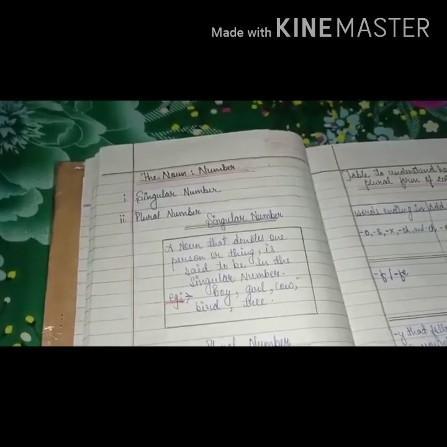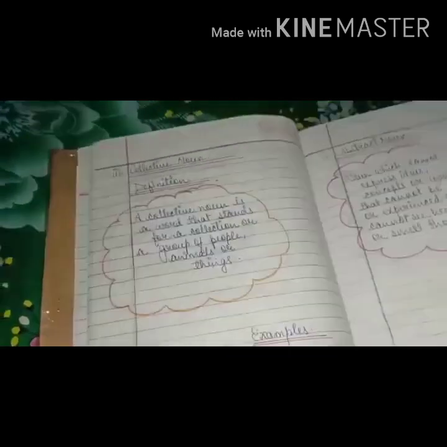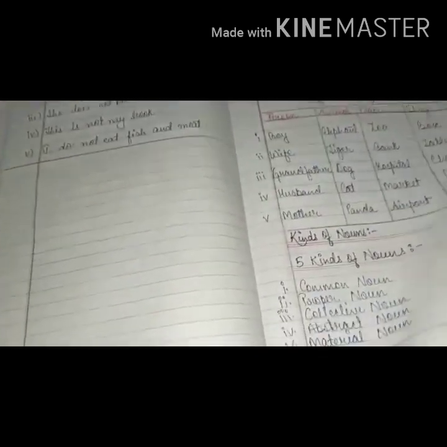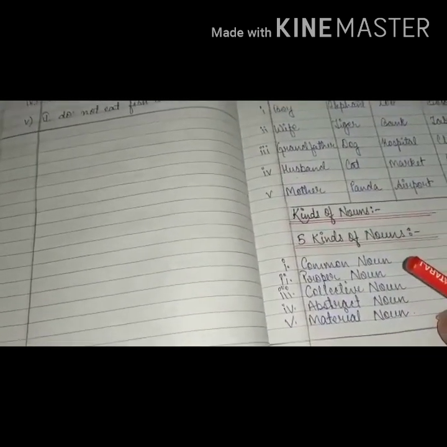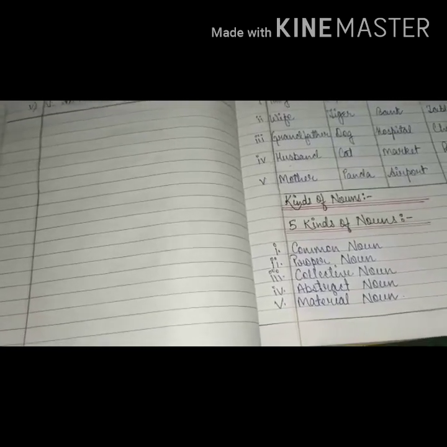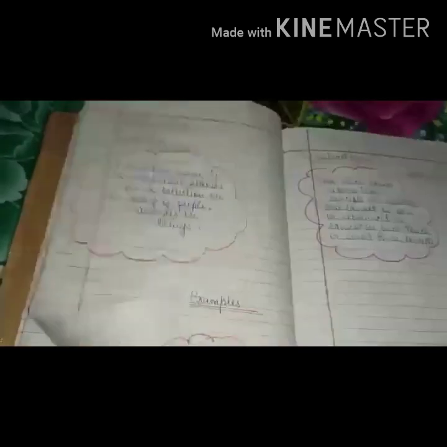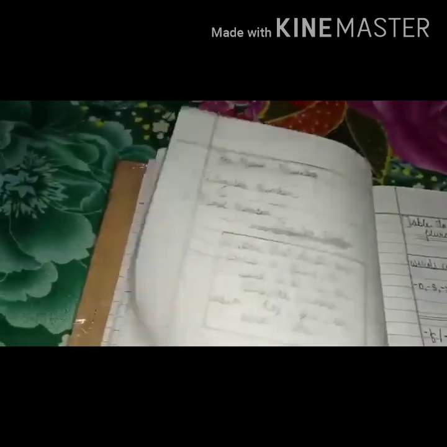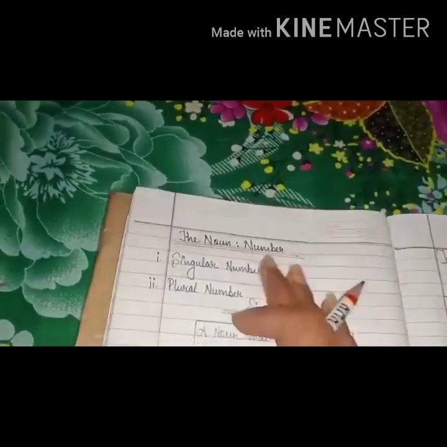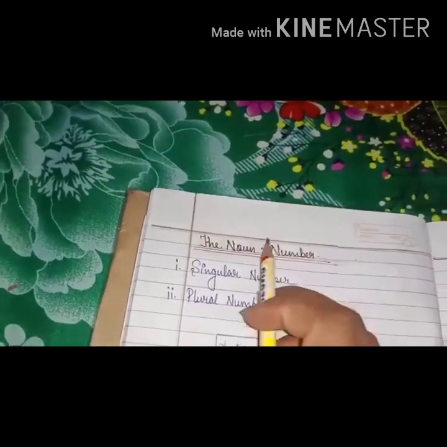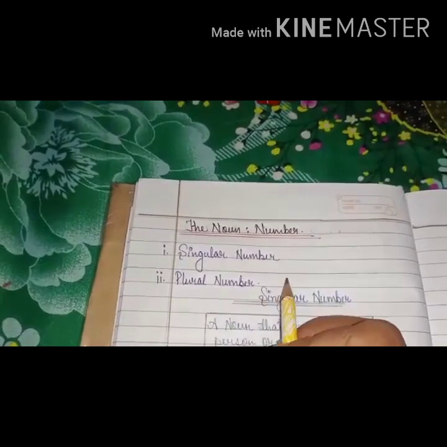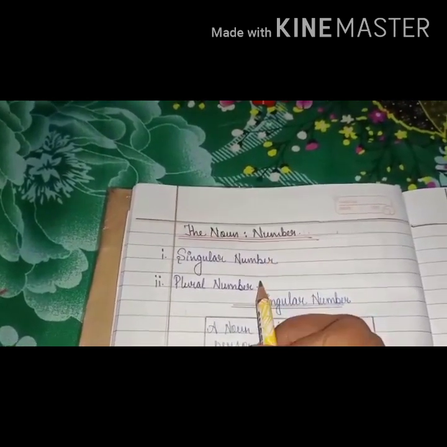So students, in the first part we did the definition of noun, examples of noun, then kinds of noun. There are 5 kinds I explained to you: common, proper, collective, abstract and material, along with examples, and countable and uncountable with examples. So today we'll start with the second part, noun number. You can see here the noun number: we have singular number and plural number.